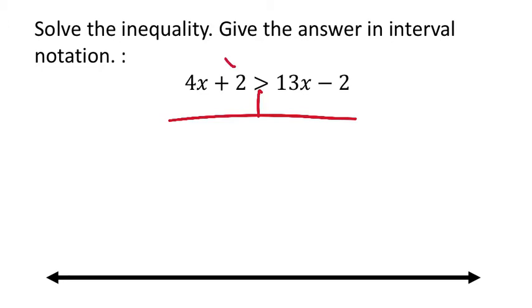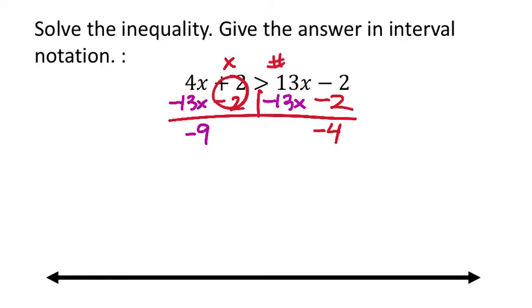So for me, since we're putting the x's on the left and the numbers on the right, I want to get rid of that plus 2 by subtracting 2 from both sides. So that zeroes that out. Negative 2 minus 2 is negative 4. Then I will also subtract 13x's because it's on the number side of things, which then makes that negative 9x appear. So negative 9x is greater than negative 4.